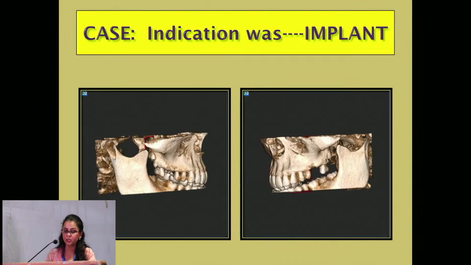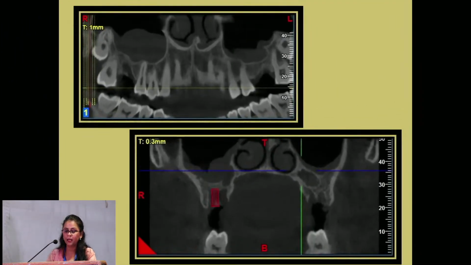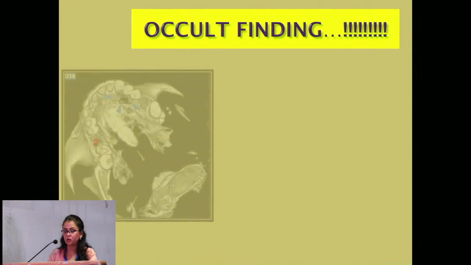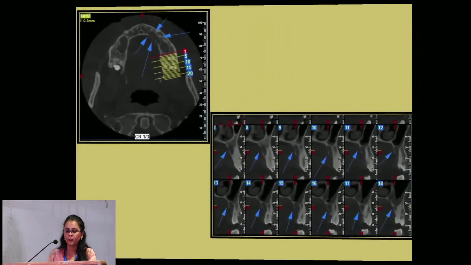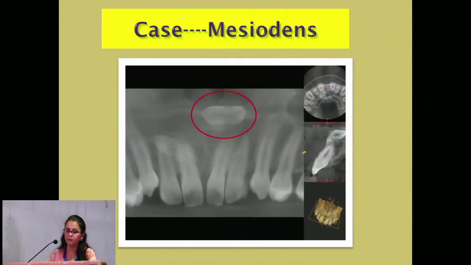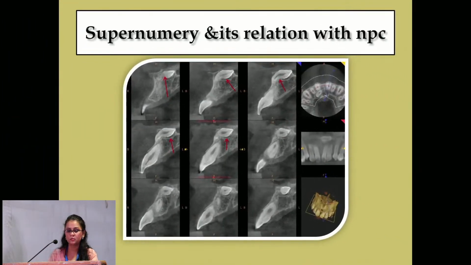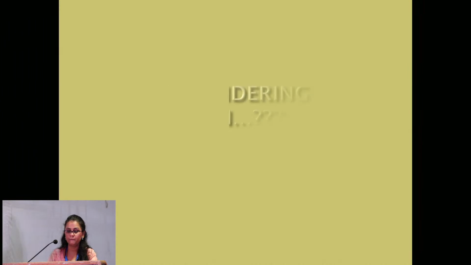This was a case which was indicated for an implant, and then I started going through the scan, and I could see here an osteolytic lesion present in the maxilla. So an occult lesion or any incidental findings should be mentioned in your report. Though you can mention it at the end, you are supposed to mention it. Any mesiodens, various supernumerary teeth.